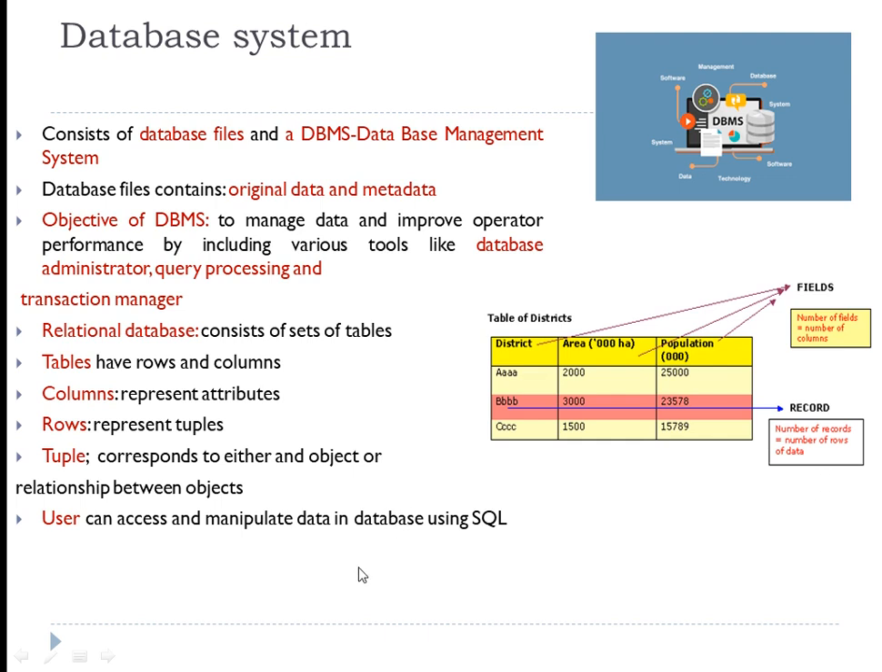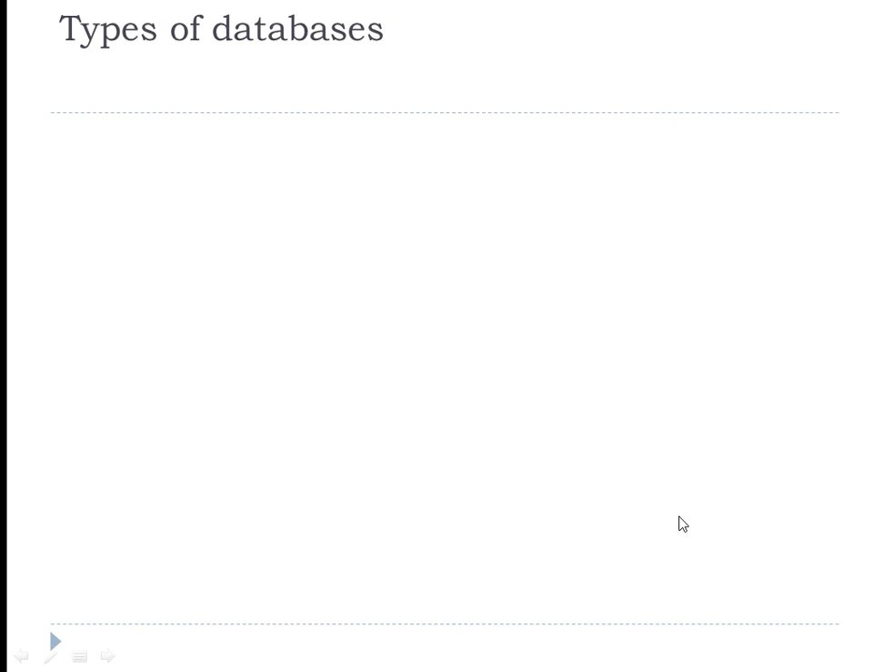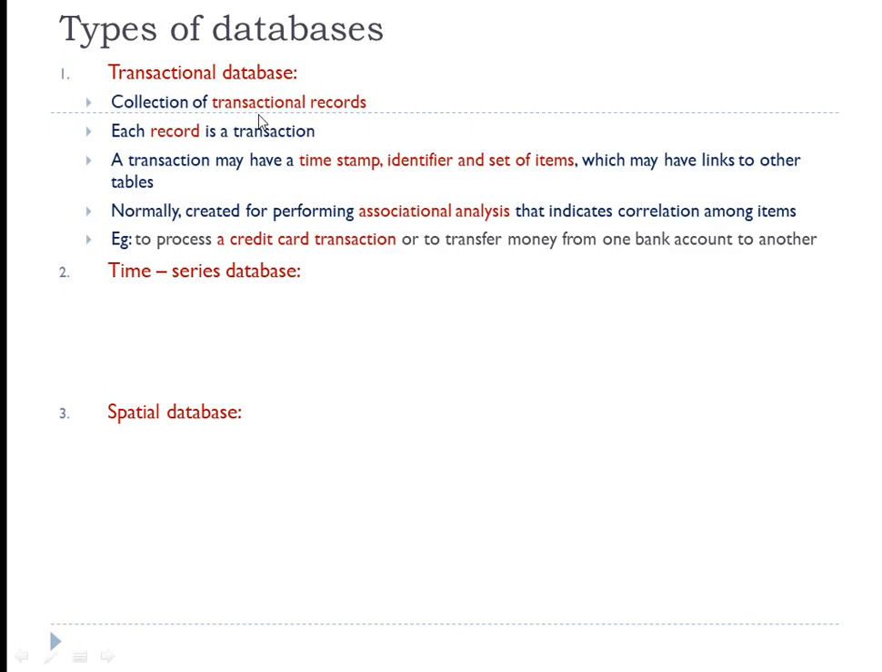So if you are using a database, then you can easily access and manipulate the data in a database using SQL queries. Now there are different types of databases. One is the transactional database, the second is the time series database, and the third one is the spatial database. Now the transactional database, as the word itself says, is basically a collection of transactional records. As I told you, a record you can imagine to be one row.